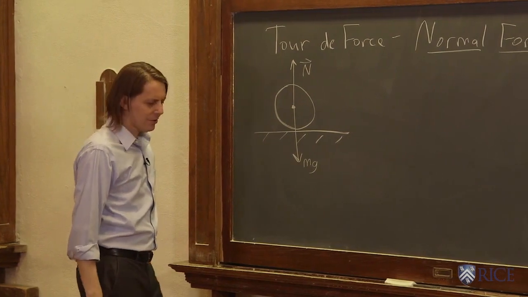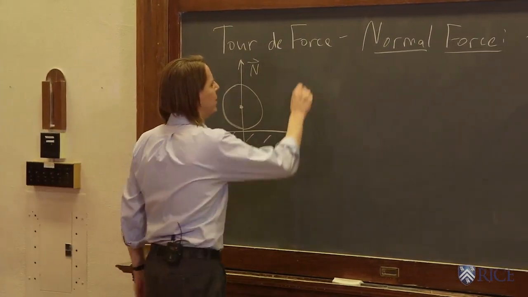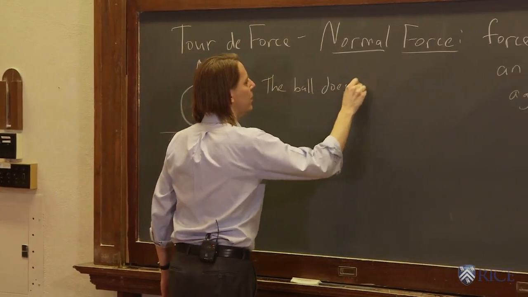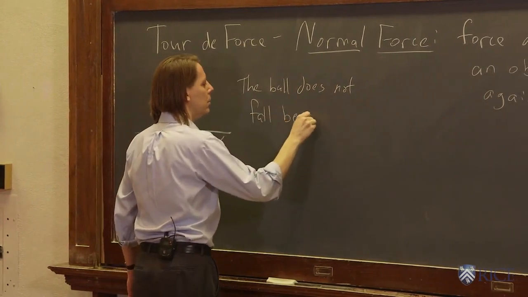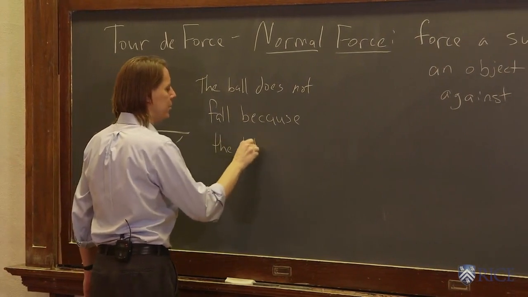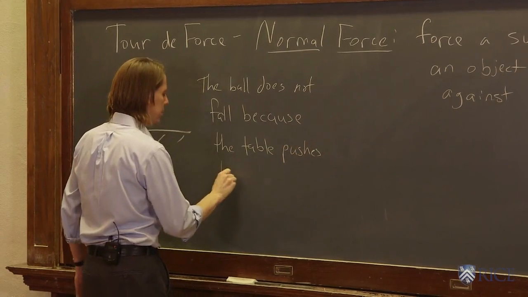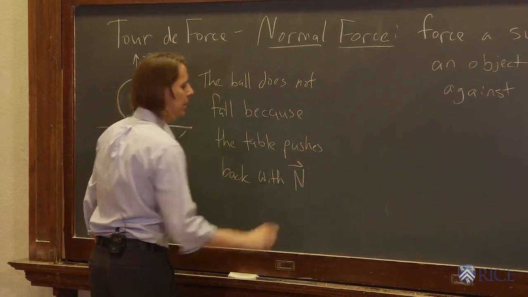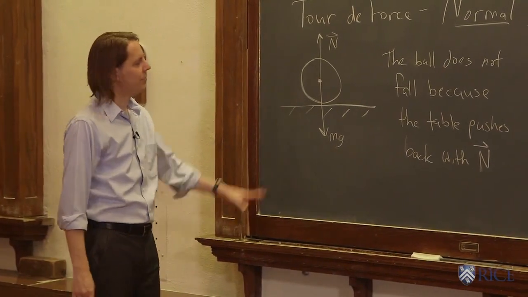So we could say, okay, well, the ball does not fall because the table pushes back with N, normal force. Now, if you really want to analyze it, you want to do a free body diagram. Now, this is a pretty simple case.